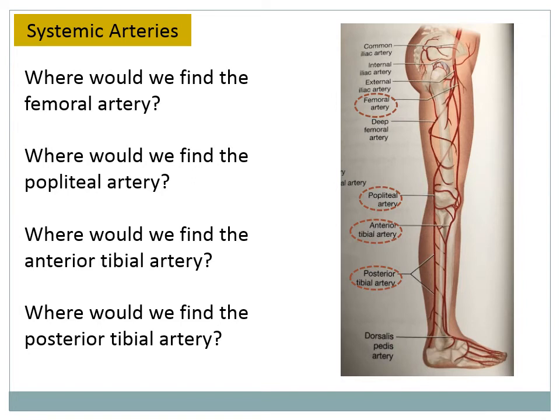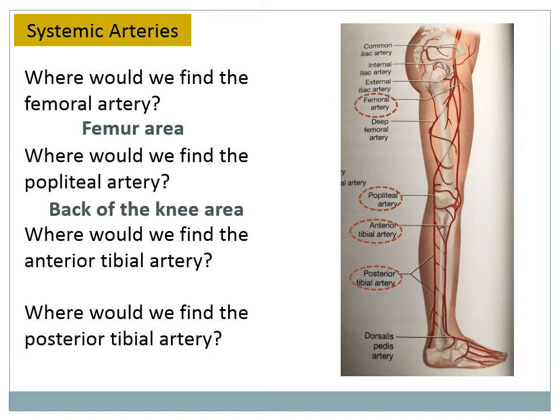Now, this comes in super handy if you've learned the regions of the body, if you've learned the bones of the body. These arteries should be like, yeah, this is pretty easy. All right, so when we look at these, where would we find our femoral artery? Yeah, in the femur area, right? Femoral, femur. Where would we find the popliteal artery? In the popliteal location, which is the back of the knee.